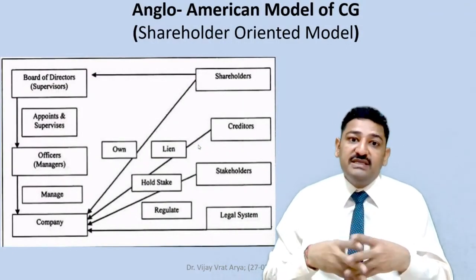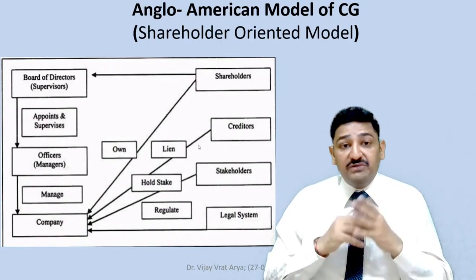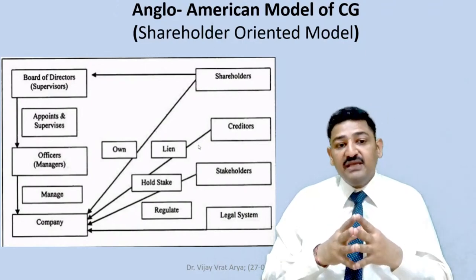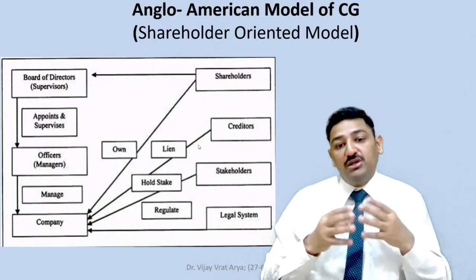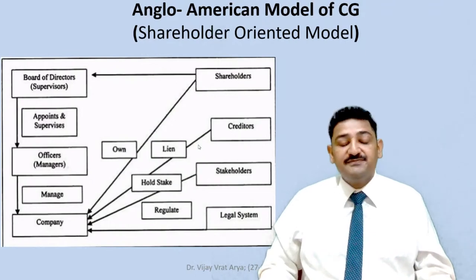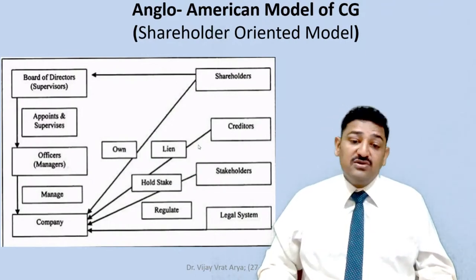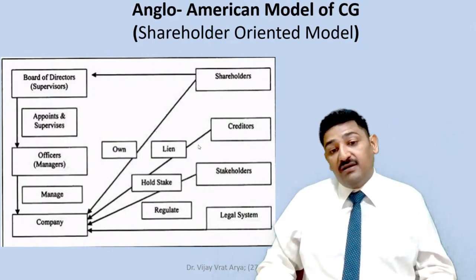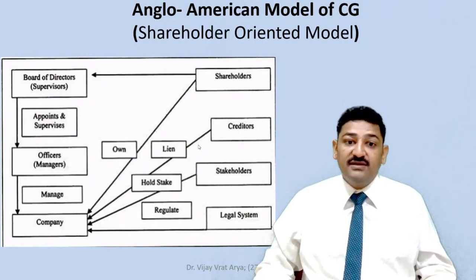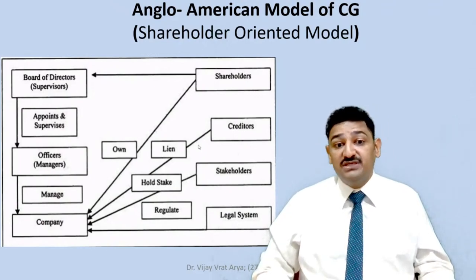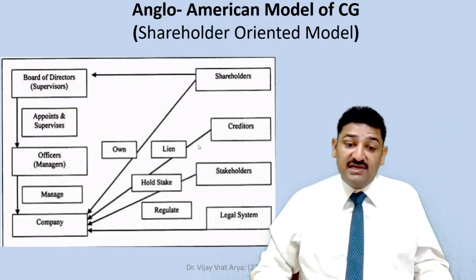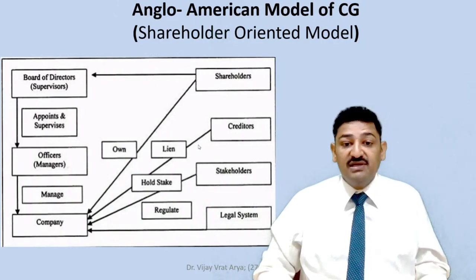We will first discuss the Anglo-American model of corporate governance, which is also known as the shareholder-oriented model of corporate governance. In the visual, you must be seeing that a company is not just owned by the shareholders, but there are also other important stakeholders like the creditors and the legal system. The legal system regulates the company by framing some important rules. In the case of the US, this model is adopted. The Securities Exchange Commission is one such important regulator which defines the way an organization can be listed. Similarly, the state legislation can also frame important rules in this regard.